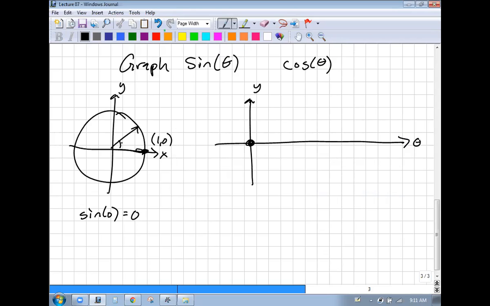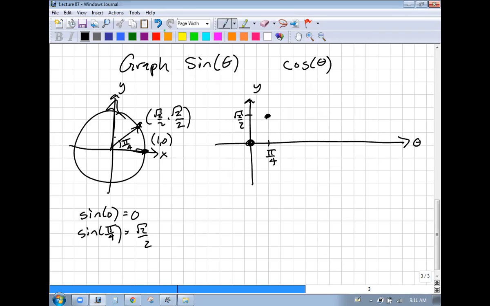What about pi over 4? If I plug pi over 4 into sine, remember this is root 2 over 2, root 2 over 2. The y value there is root 2 over 2. So at pi over 4, I'd have to go up to root 2 over 2, put a point.